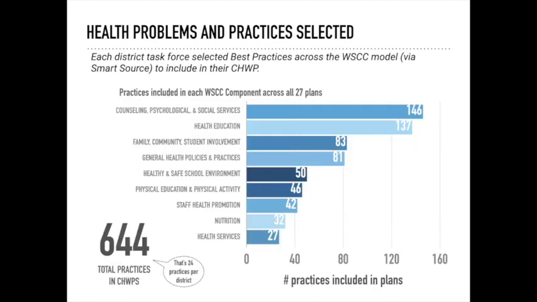This is a graph about the evidence-based practices that were included in district plans. So I'll start you down here in the lower left corner where you can see that 644 total practices were included across the 27 district plans, which is an average of 24 practices per district. And then this bar graph is showing which type of practices tended to be in those plans as organized by WSCC component. So you remember that blue ring from the WSCC model, those are the components I'm referencing here. The message to take away from this one is the most popular component areas were counseling, psychological and social services, and health education. So just lots of practices in those areas in these plans.